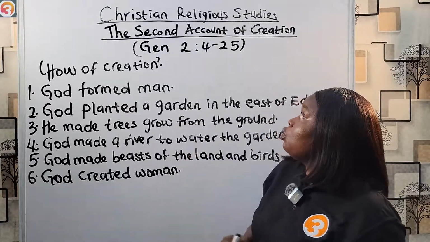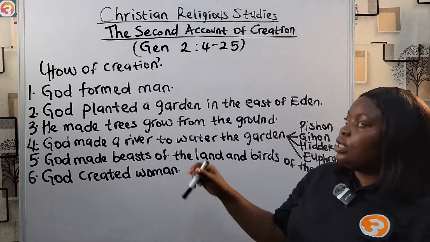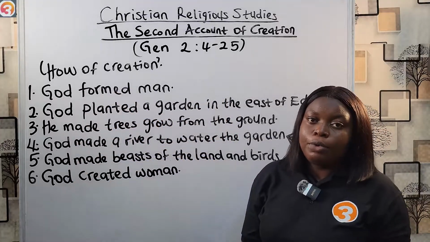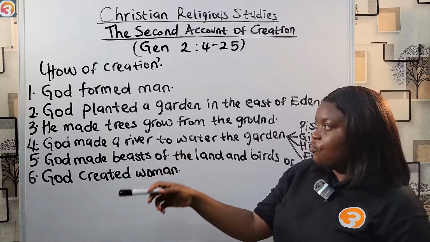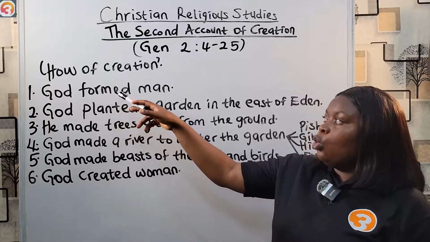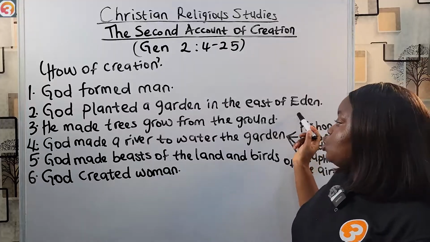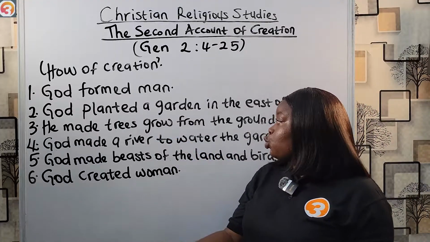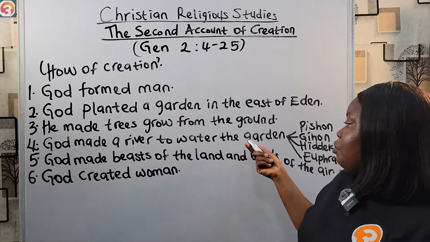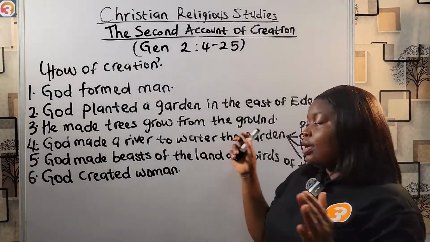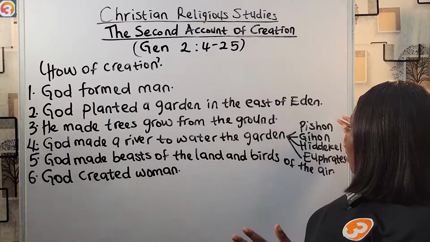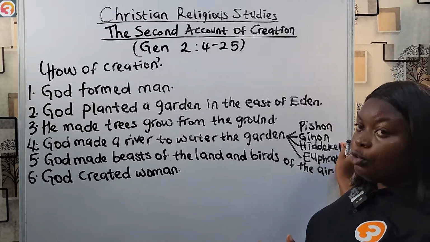That's the second account of creation. We said it's also referred to as the "how," because there were more details than the first. Firstly, God formed man. Then he planted a garden in the east of Eden, and he made trees grow from the ground. He also made a river to water the garden. The river divided into four, and these are the names of the four rivers.